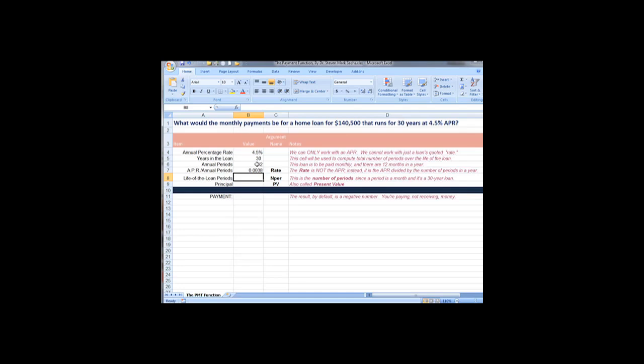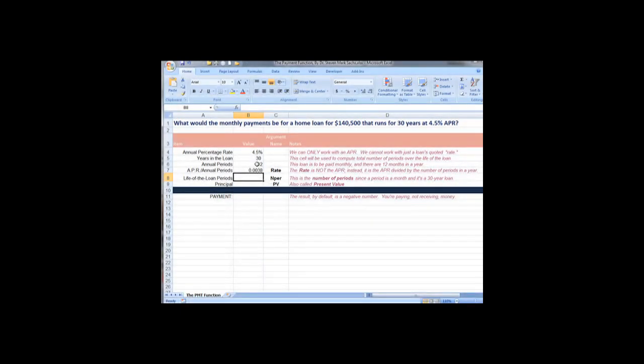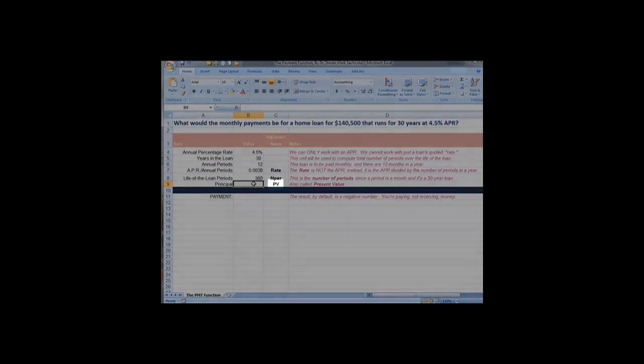Now, the NPER argument. Since it's the total number of payments over the life of the loan, I'll use Excel math to multiply the number of annual periods times the years in the loan. That gives 360 total periods in the loan. The principal is the amount that's being borrowed, or present value, and I'll just type that in directly.